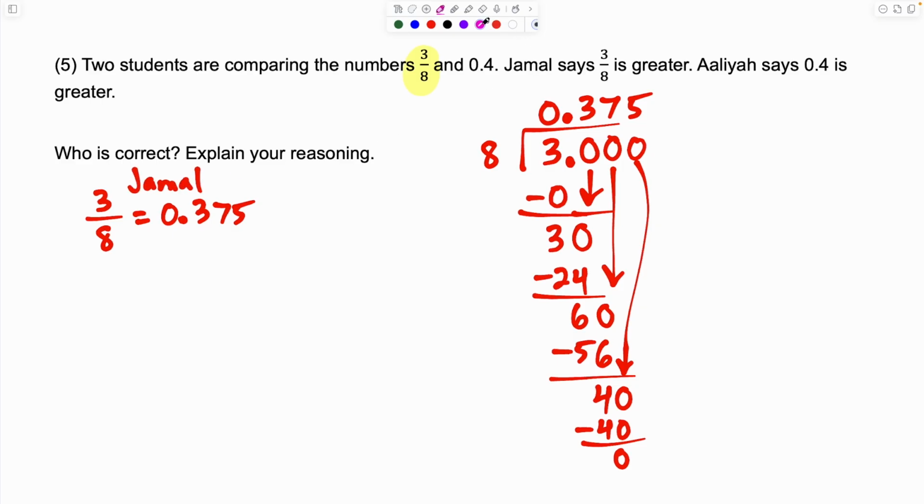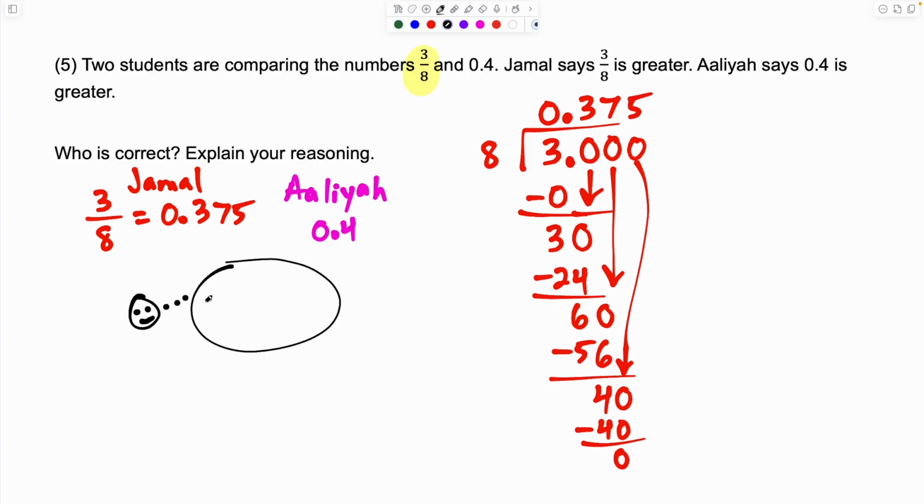So this was the value that Jamal was talking about. And Aaliyah, so we look at Aaliyah's value here. So I'll write it over here. So we have Aaliyah is siding with the number 0.4. Okay, so Aaliyah says 0.4 is greater. So when you compare these two numbers here, the thought process is you just want to think about if you were to put extra zeros at the end, you're comparing 0.375 and 0.400. So just imagine you're comparing 375 to 400. This number here is greater. Okay, so 0.4 is going to be greater than 3/8.